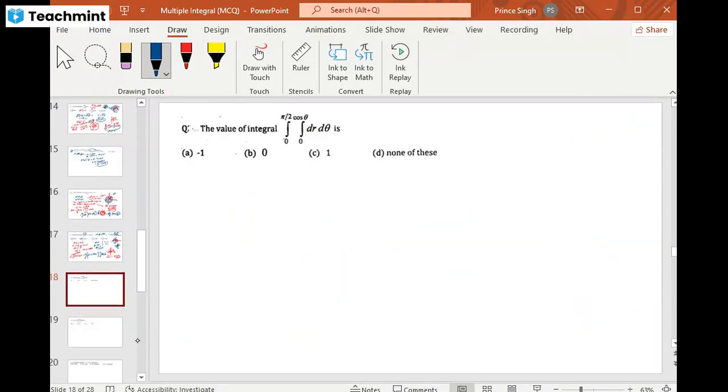Okay, let us move to the next question. So this time we want to evaluate the integral. The limit is already given to us. So this is 0 to pi by 2, integral of dr, because the inner limit is a function of theta. So this is the limit of r. Integral of dr is r.